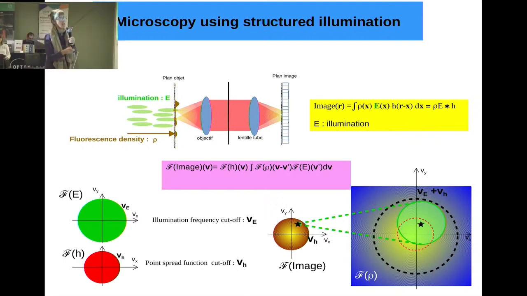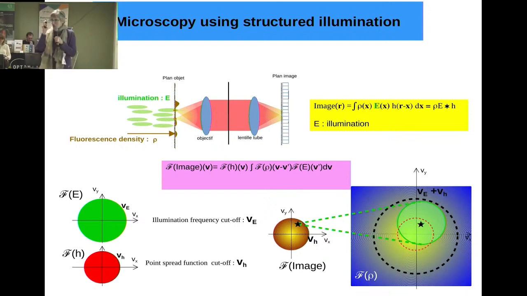And we are going to see what happens when you Fourier transform this image. Of course this image is still frequency limited to nu h, the frequency cutoff of the point spread function. So when you do the Fourier transform of this image, what do you get? You get the optical transfer function, which cuts the spatial frequency of your image to nu h. And here you have the convolution between your sample density rho and the illumination.